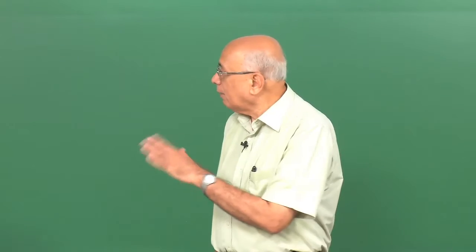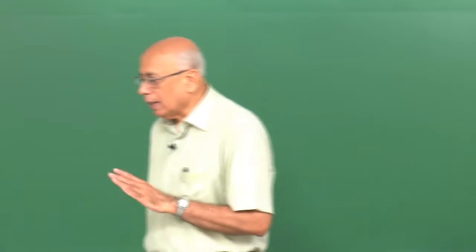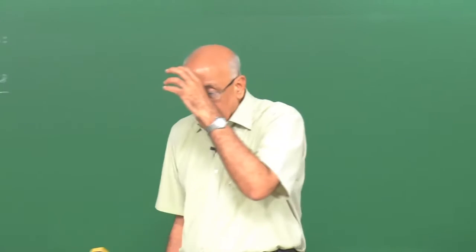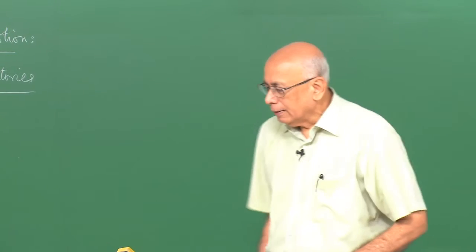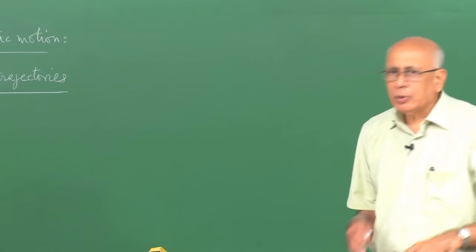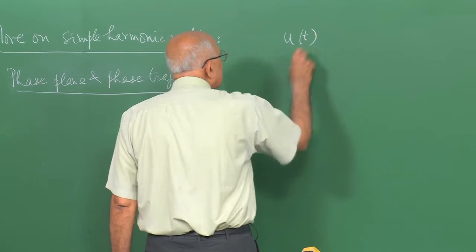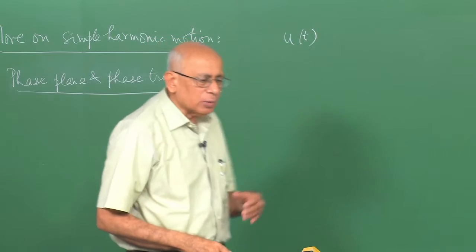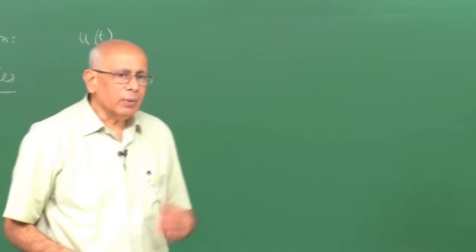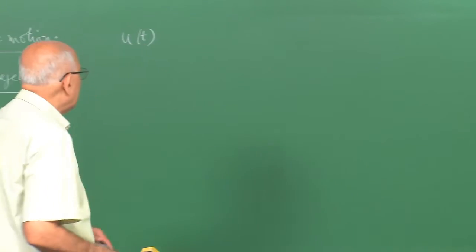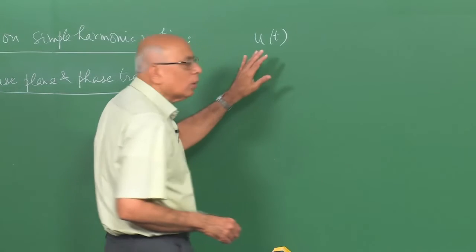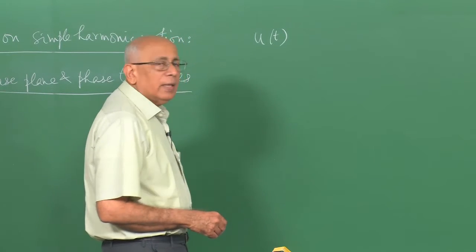and it is about phase space, phase plane, phase trajectories and so on. So let me do this with the help of an example. Now to recapitulate what we had done earlier, we found that if you have a variable u of t, whatever it be, a displacement or a charge or a liquid level or whatever it be, it displays simple harmonic motion if the following thing happens.